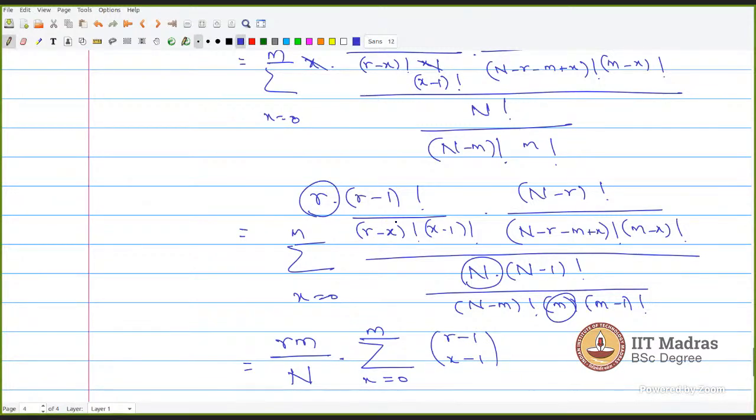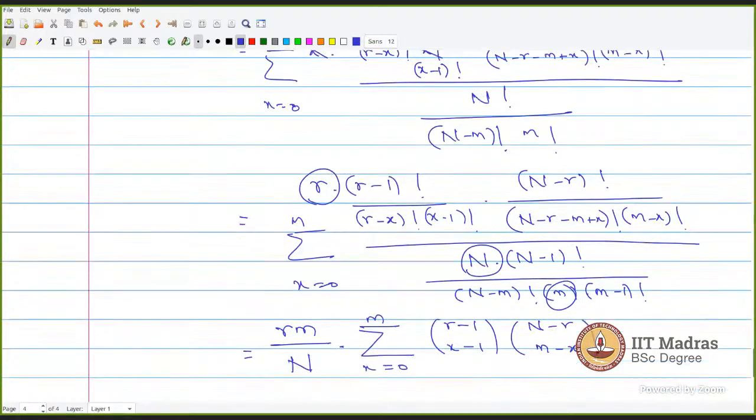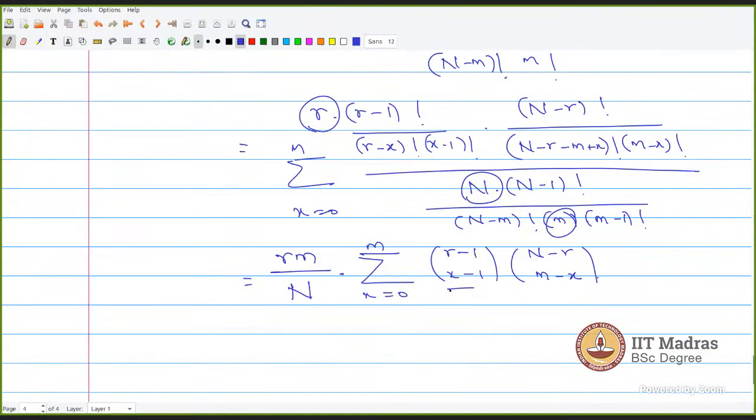So you can verify this. This r minus 1 choose x minus 1 will turn out to be (r minus 1) factorial by (r minus x) factorial into (x minus 1) factorial. And this is same as n minus r choose m minus x. Now the numerator will become n minus 1 choose m minus 1.